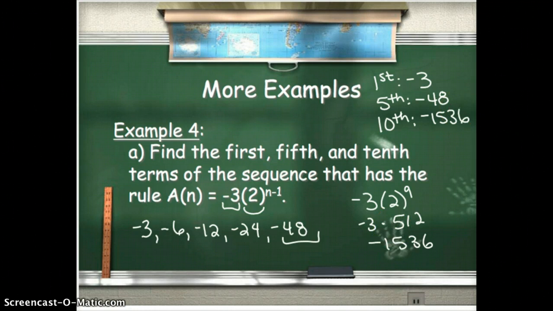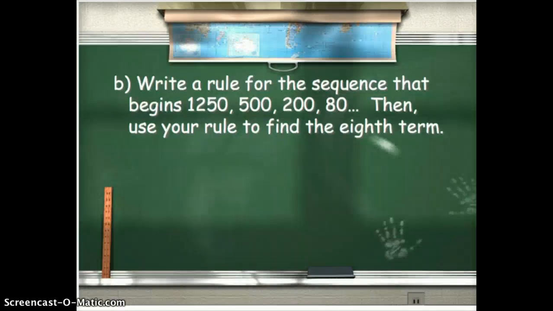All right. Looking at a couple more, I want you to write a rule for the sequence that begins 1,250, then 500, 200, and then use your rule to find the 8th term. So the first thing we need to do here is the first term times the common ratio to the n minus 1. The first term is really easy to find. That's just 1250.